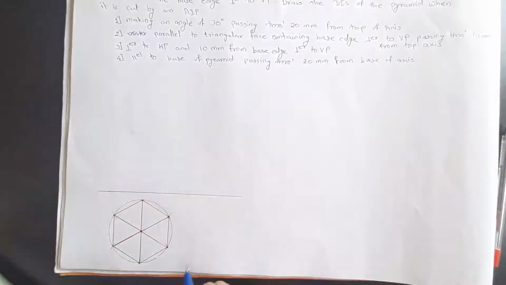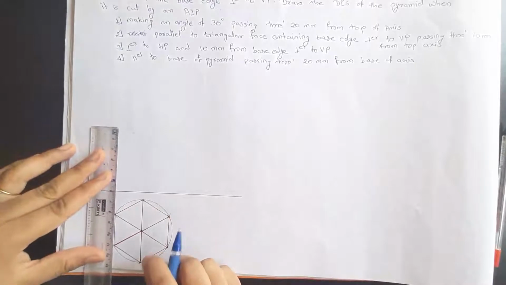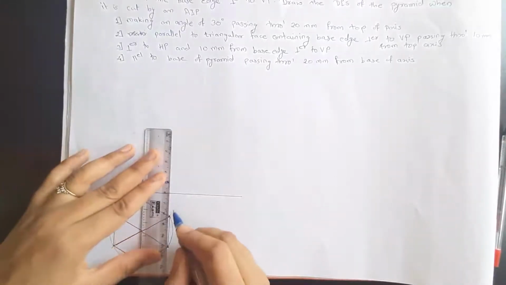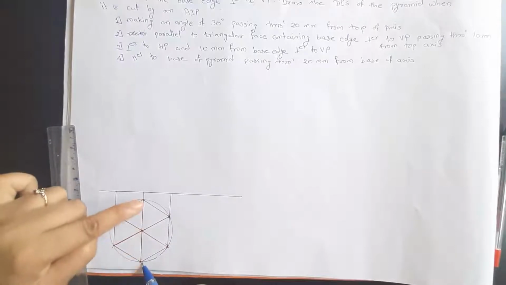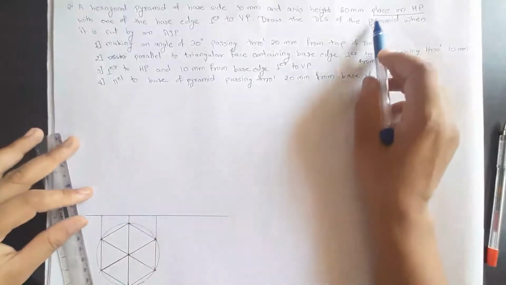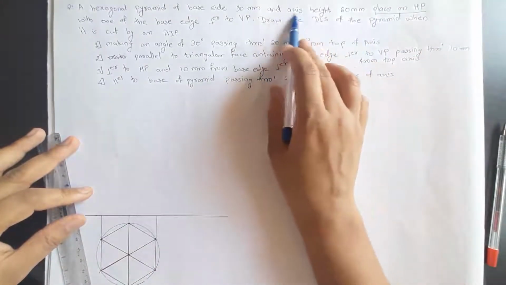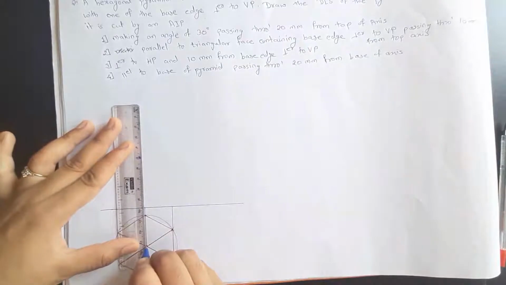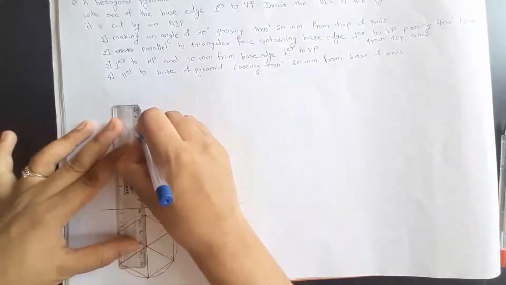Once the top view is done, take the projection toward the XY so that we can draw the front view. When we are taking the projection, we can see here this point and this point are on the same projection, this point and this point are on the same projection, this point and this point are on the same projection. Now in the question it is given that the axis height is 60 mm. So we must draw the axis. So this is the center and here will be the axis.